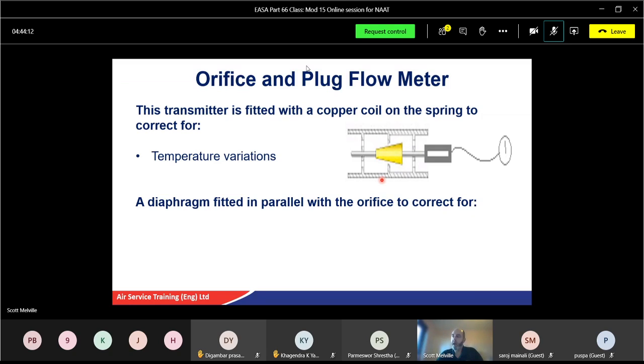Now, a diaphragm is fitted in parallel with the orifice to correct for changes in specific gravity of the fuel, because there are different types of fuel out there. Again, we used to do this manually on old aircraft. Nowadays, it's all done. The fuel flow meters tend to compensate for this automatically now. So if you do put a different type of fuel with different SG in it, the fuel flow meters will read accordingly. They can compensate for that.